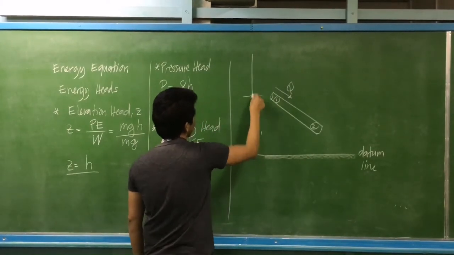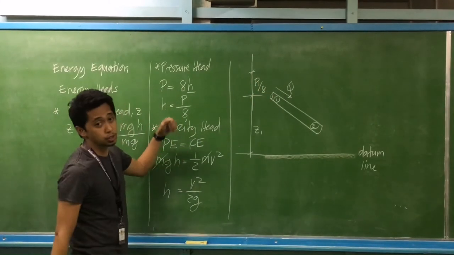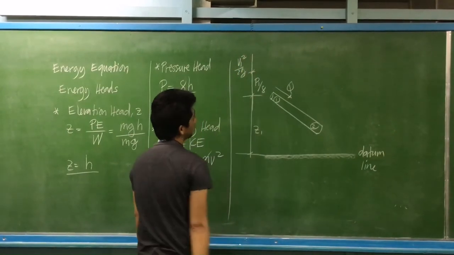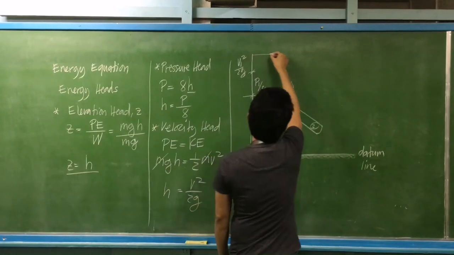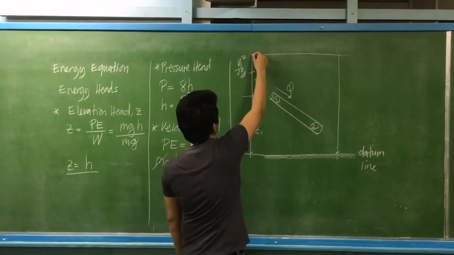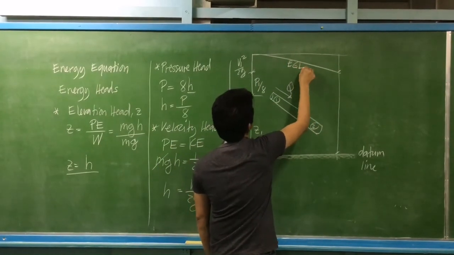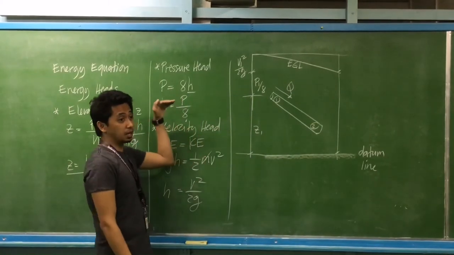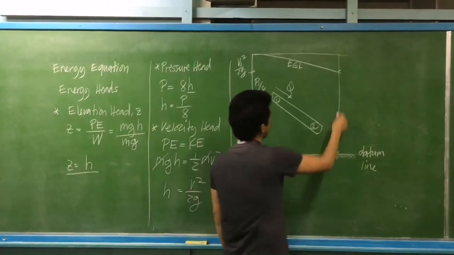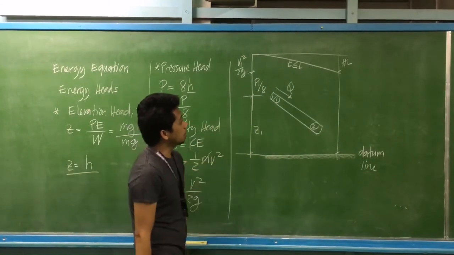After the elevation head, we have the P1 over gamma, that is the pressure head at point 1. Then we have the velocity head at 1, V1 squared over 2g. Then all we have to do is draw a horizontal line towards the second point. So supposedly, the energy will go down. This is the energy grade line. Take note that the energy grade line goes down with the direction of flow. So bakit siya bumababa? That is because we have the head loss. So magkaroon siya head loss, the energy grade line will go down.